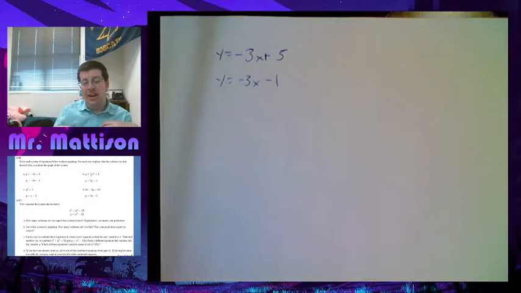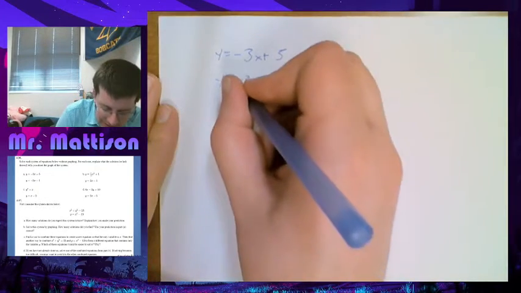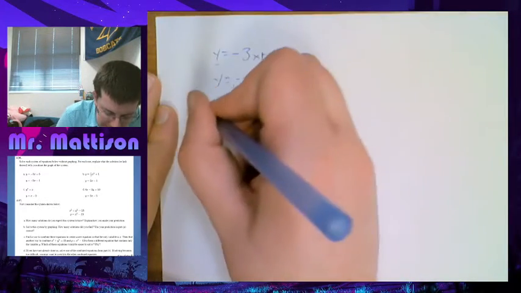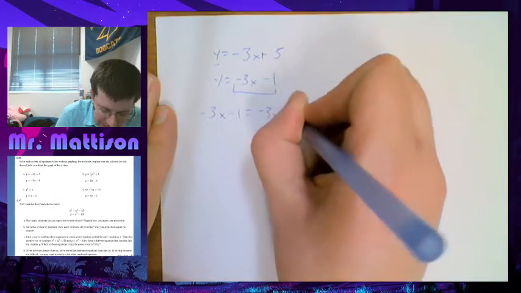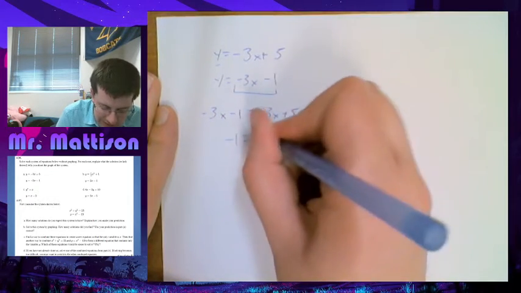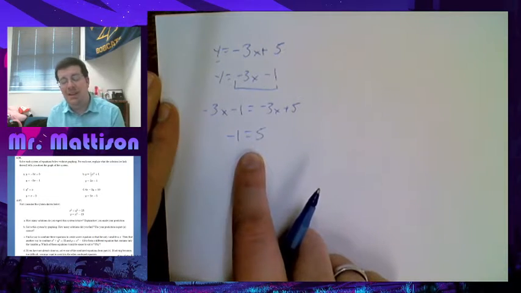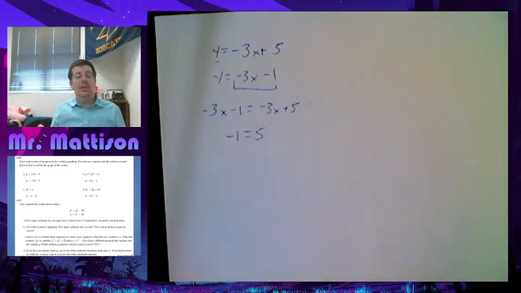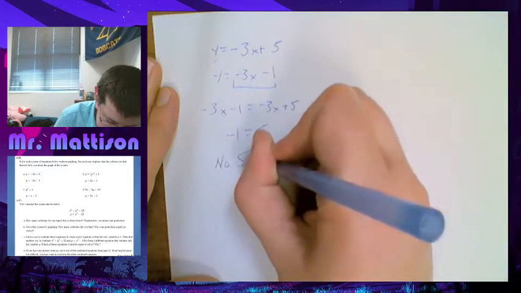I'm still going to solve it out, though, so that we see what happens algebraically when we have this whole no solution case. So I would substitute all this in for the y here, and I get negative 3x minus 1 equals negative 3x plus 5. If I add 3x to both sides, those both cancel out, and I get negative 1 equals 5, which is a false statement. If I get a false statement like this, which is never true, it means there's no solution, because this can never work. So I have no solutions.